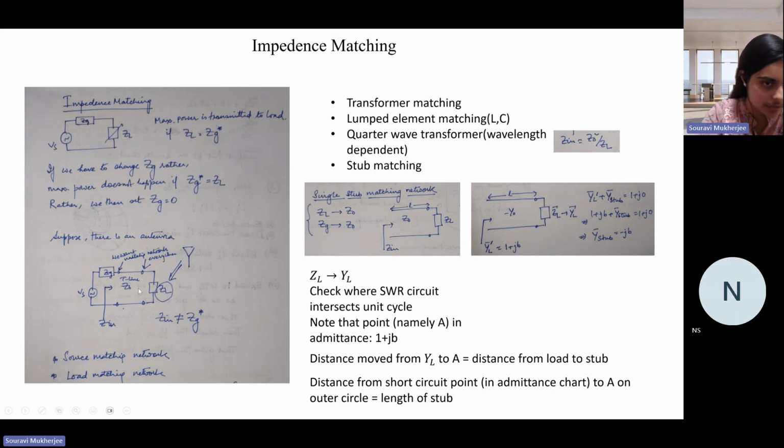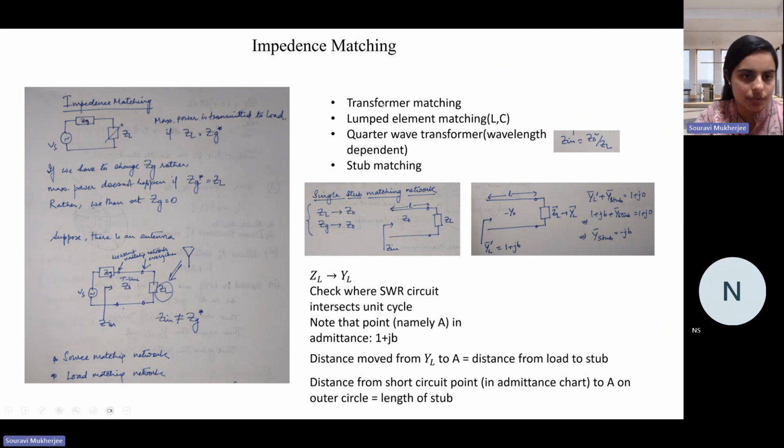So your ZL should match with Z naught. Your ZG should also match with Z naught or Z in, right? So there should be a matching at the source. There should be matching at the load. Only then it would be a complete, total transfer. Okay, and this matching is done through different processes.